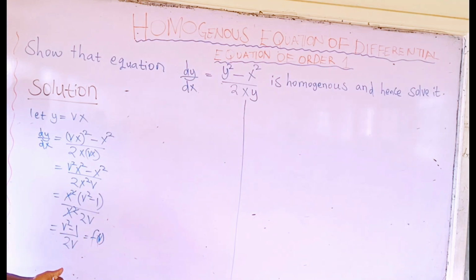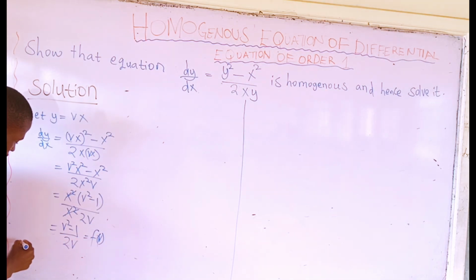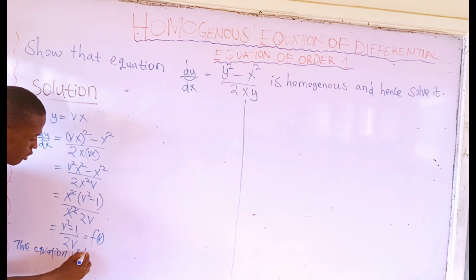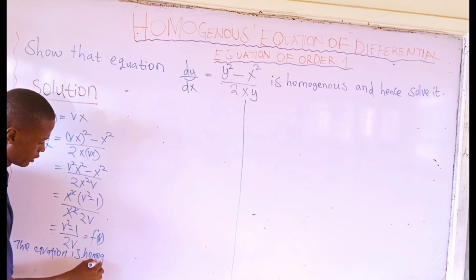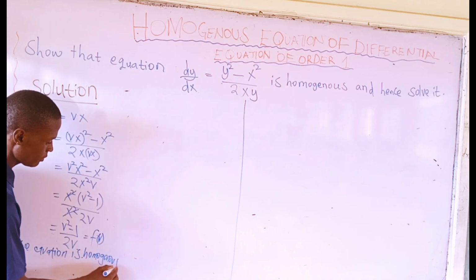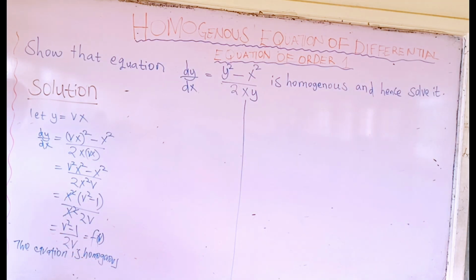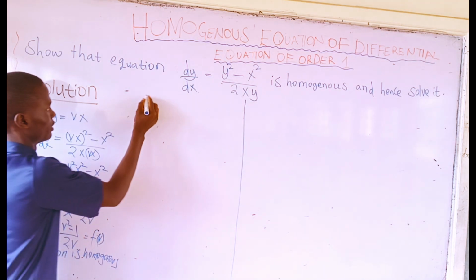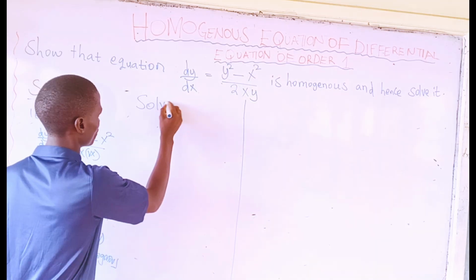This equation is homogeneous because from the original equation we have expressed it in terms of v only. Therefore, we can say that this equation is homogeneous because we already expressed the function in v form. So next step, let's solve the equation.